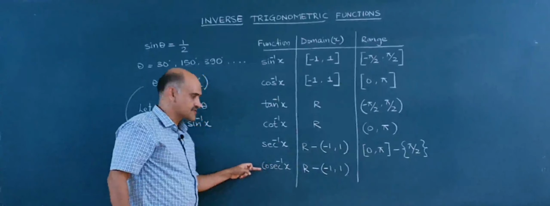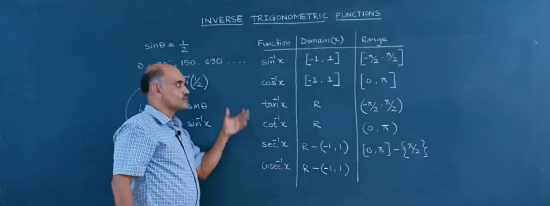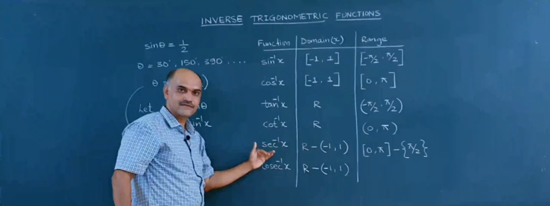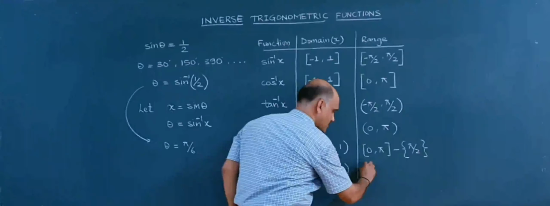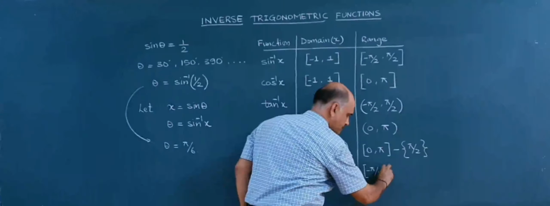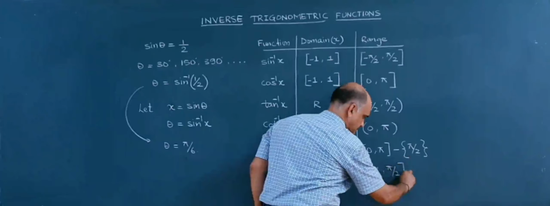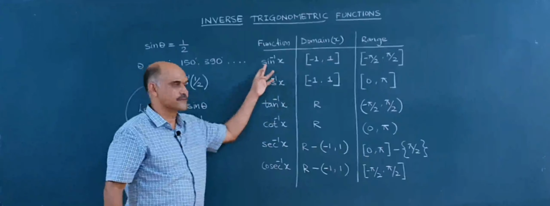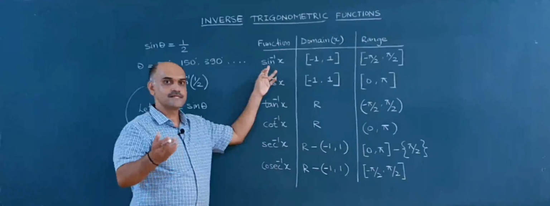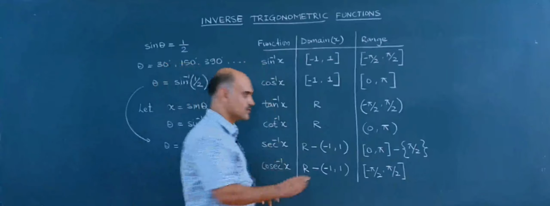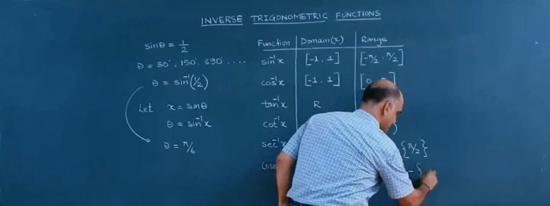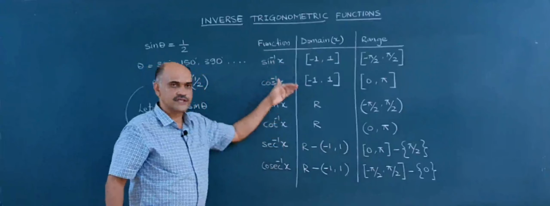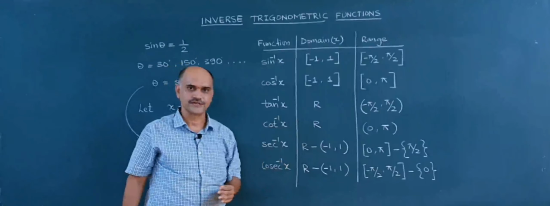Similarly for cosec inverse x. Cosec theta is a reciprocal of sin theta, so same as sin it will have. So it is from minus pi by 2 to plus pi by 2. Again you are required to subtract the angle at which sin value is 0. So sin theta will be 0 when theta is 0. So you are required to subtract that angle 0.